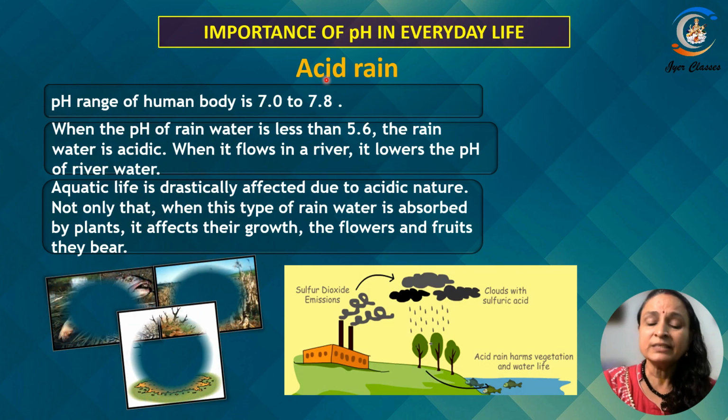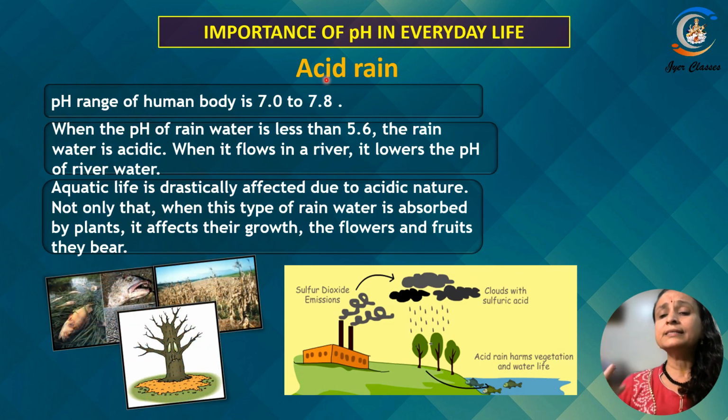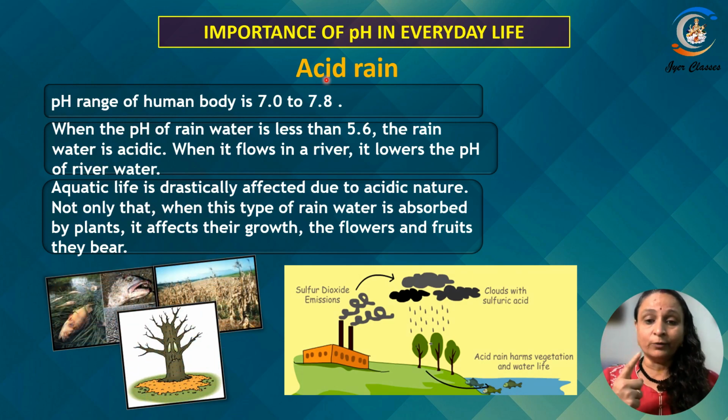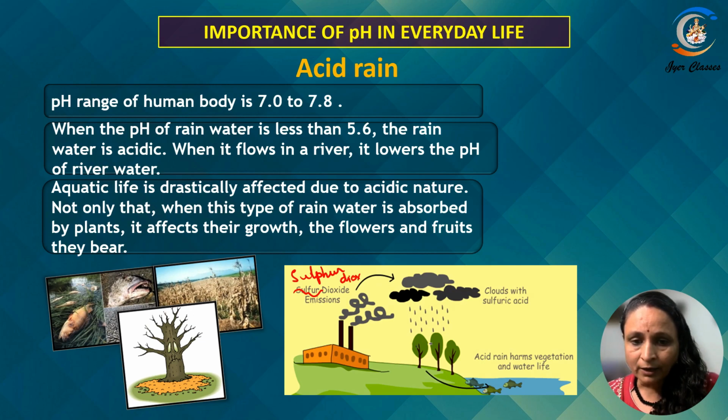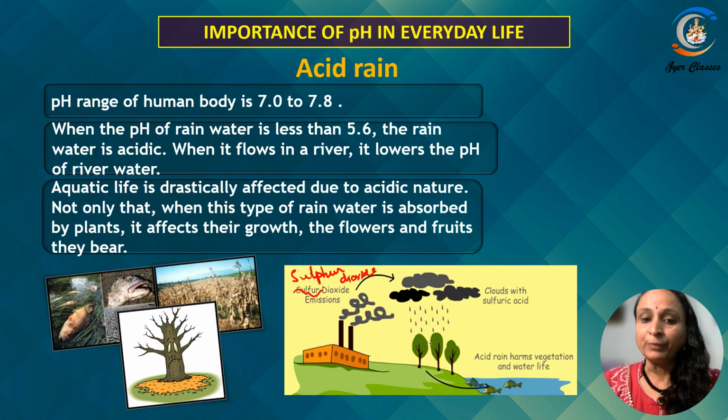Now, the question is how this is formed. As I've already told you, the factories have emissions coming out. Any kind of factory, or even the vehicles when they run on the roads, give out sulfur dioxide. The spelling here is wrong. It is sulfur dioxide. This is the main culprit, right?